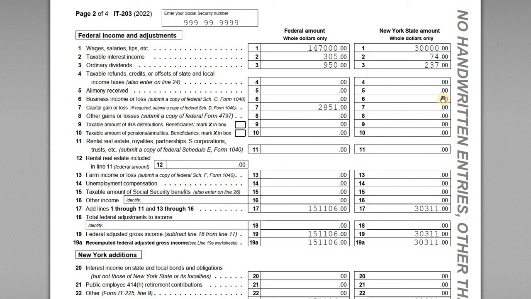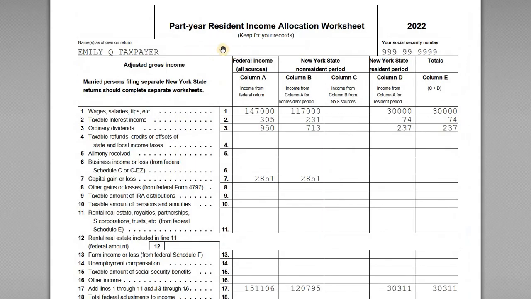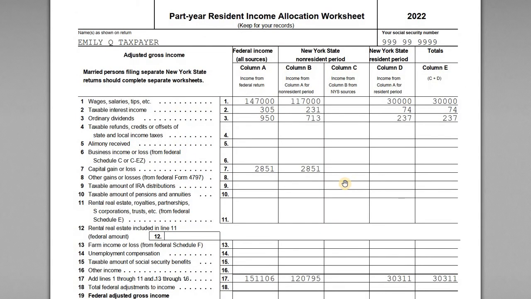So this is amounts from New York sources, whether you're a resident or a non-resident. And then this also includes amounts allocated to your New York residency period. So before going into this, the best thing to do is the New York allocation worksheet. This is a part-year resident income allocation worksheet. It can be found in the form instructions.